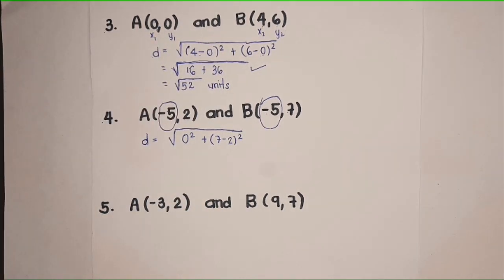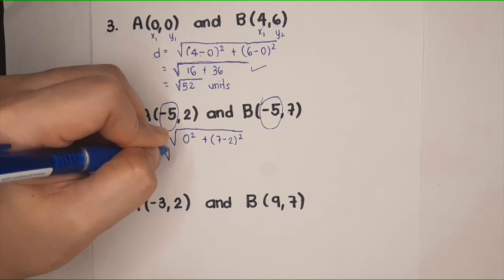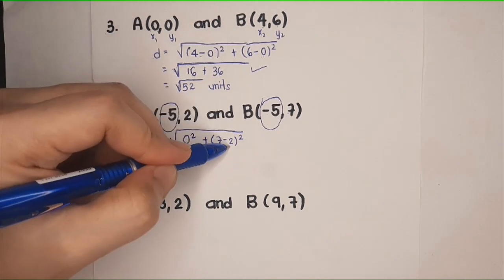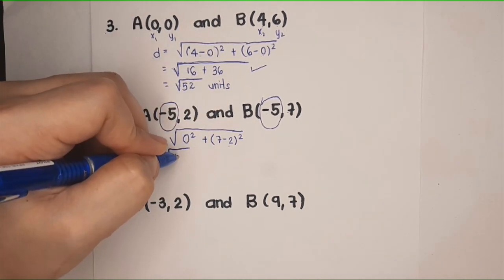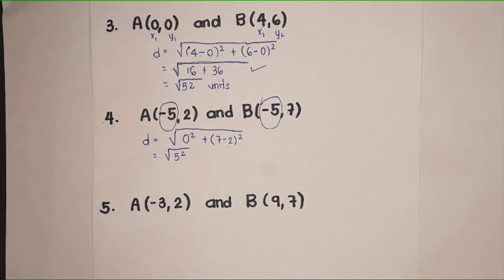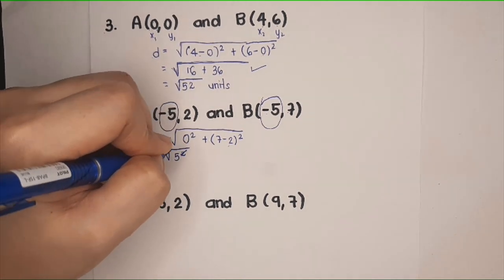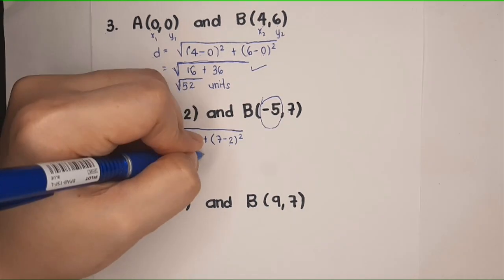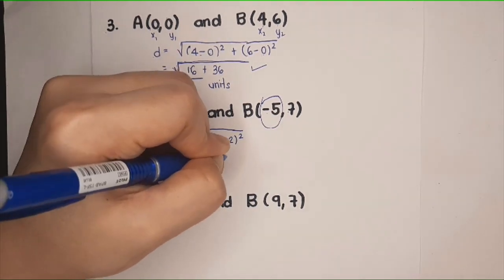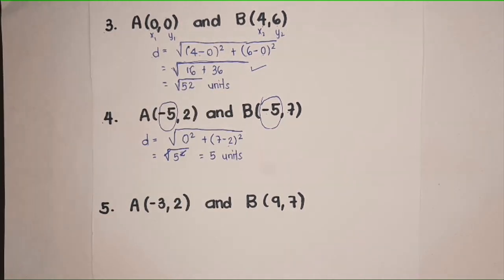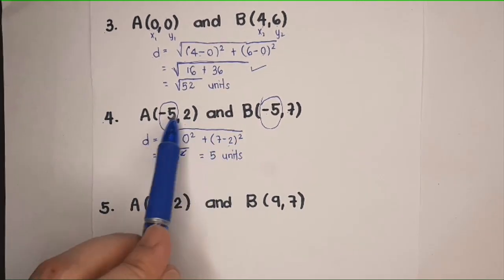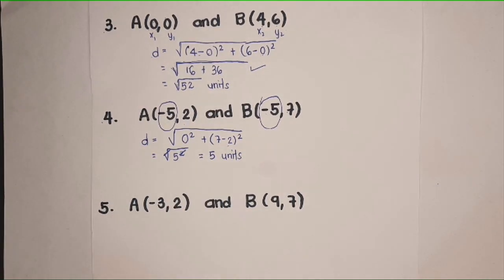Okay, so what's the answer here? So, equals square root of 7 minus 2, it's 5, right? 5 squared. Hindi ko na gagawin 25 kasi para maging ganyan na. Okay? So, the answer is 5 units. Okay? The distance between these 2 points is 5 units.